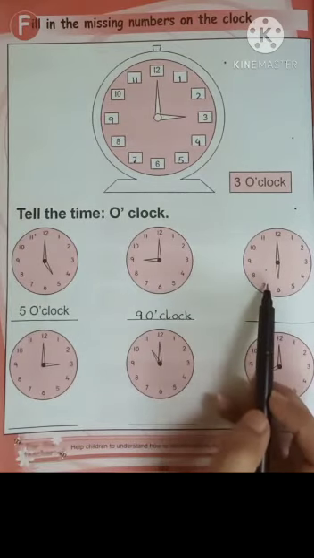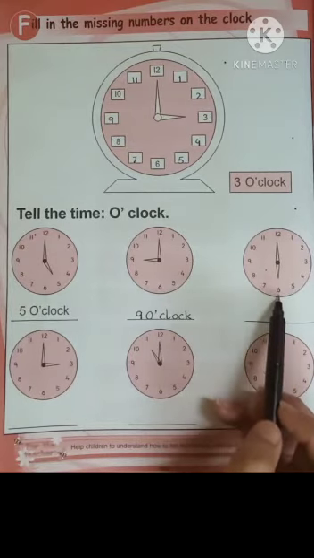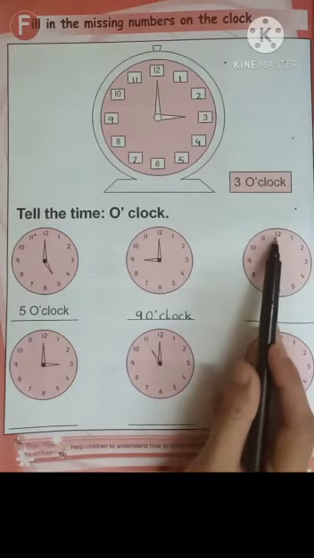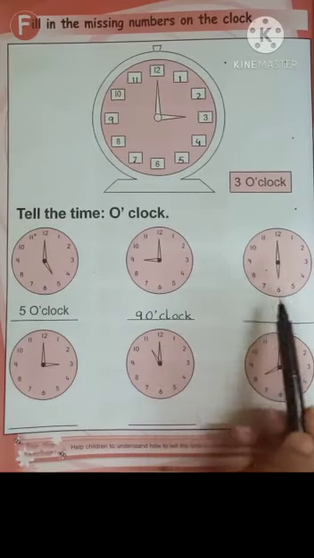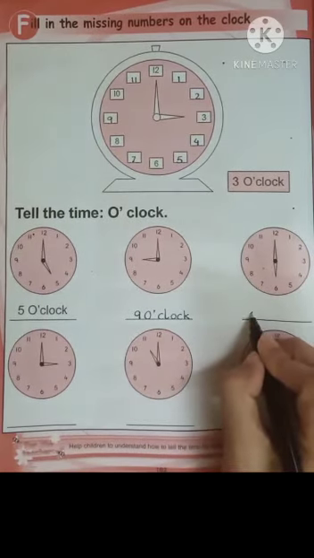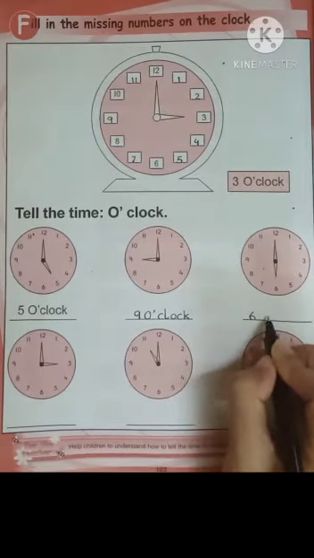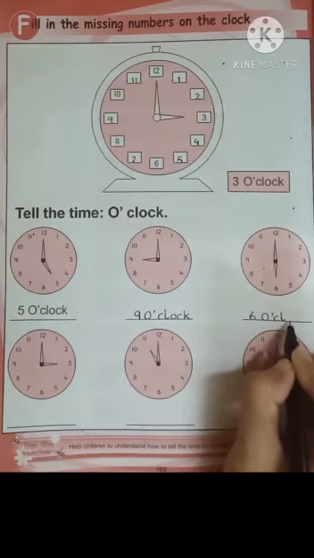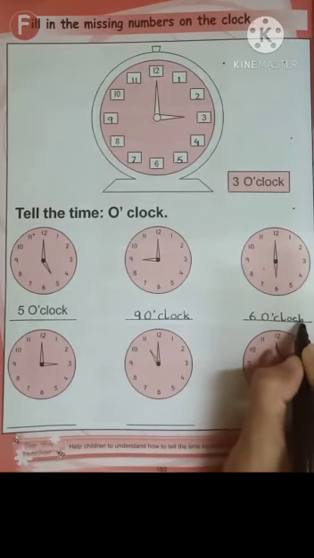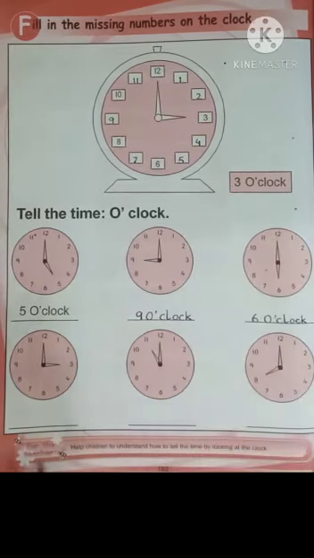Look at the next one. Here the hour hand is on 6 and the minute hand is on 12. So it means 6 o'clock. Write with me: 6 o'clock. C L O C K, clock.